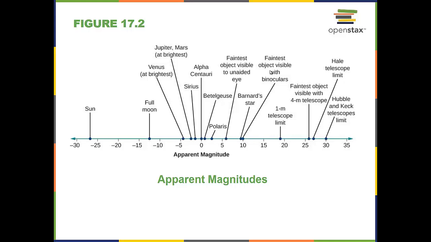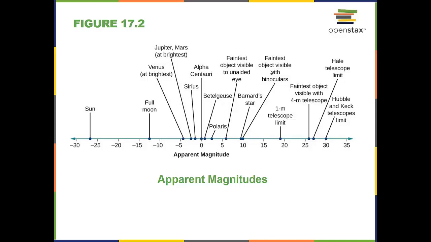The apparent magnitudes of a bunch of objects are shown on this chart. There are a couple of stars that have negative magnitudes. Mars, Jupiter, and Venus can be even brighter. And of course, the brightest celestial object is the Sun. The full moon is a distant second.